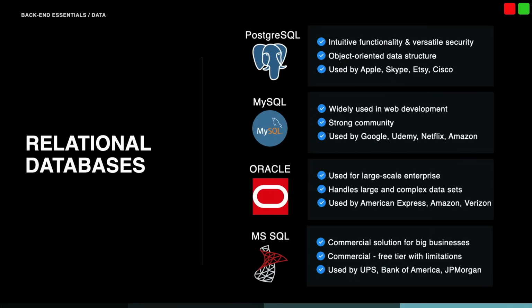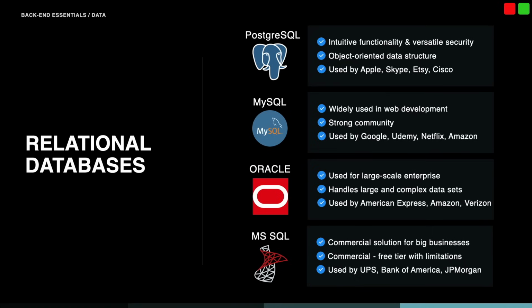Now, Oracle is a popular commercial relational database system that's used in enterprise level applications. So it's known for its reliability, scalability, and security, and it handles complex data sets really well. Now, you probably won't see Oracle used much in the smaller to medium-sized projects or startups. It's more of a big business solution. It's used by Amazon, American Express, Verizon, and many other big companies.